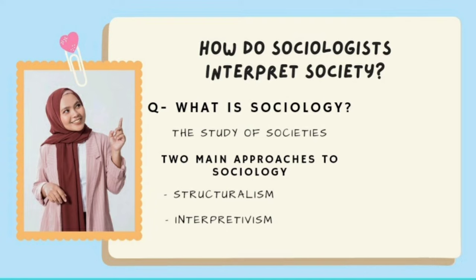And the argument that they put forward is that human beings are conscious, living beings, and unlike animals, we are not like animals. We think, we analyze, we critically see things. So we basically make up the society. The norms and values that are present in society are there because humans reflect critically.